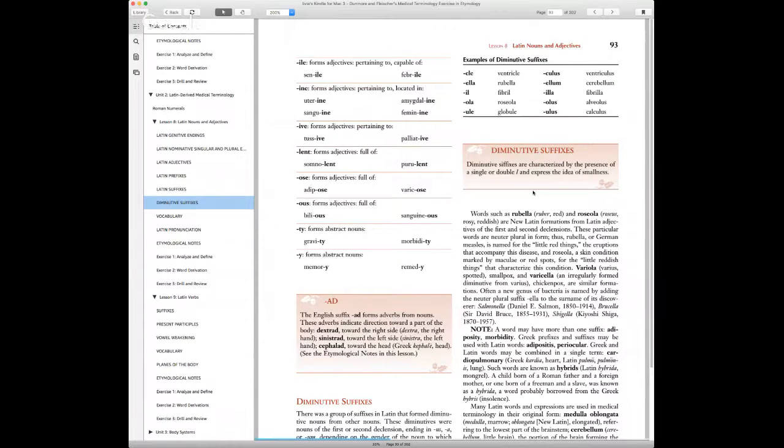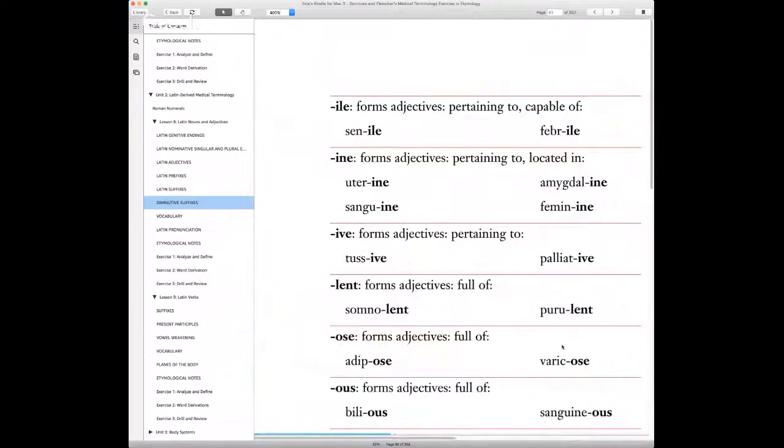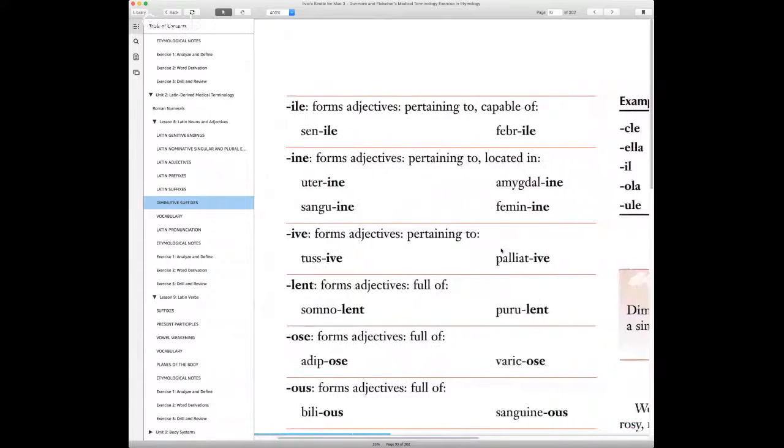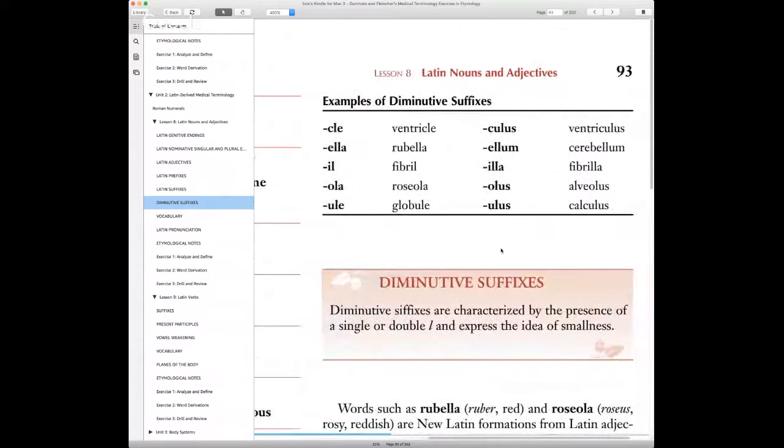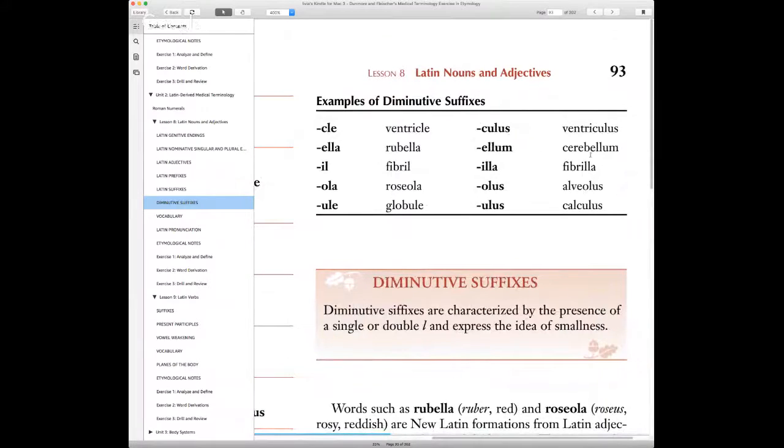But basically, there's a whole other set of suffixes that when you add them to the end of a Latin word, they are, as it says here, characterized by the presence of a single or a double L. So all of these suffixes contain either one L or two. Okay. Got that. But they also convey, as it says, an idea of smallness. And I think you can get a little bit of an idea of how these suffixes work if you look at these words. Here, for instance, the cerebellum is actually formed by adding a diminutive suffix to the word for head. So it's a small head.